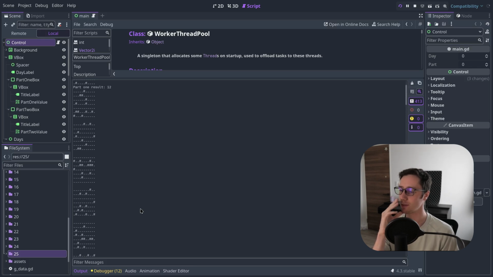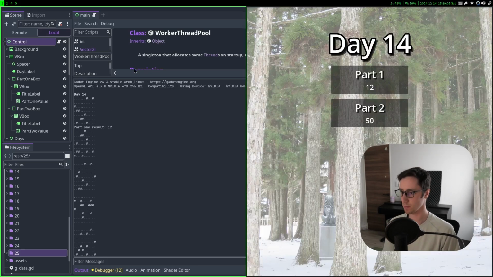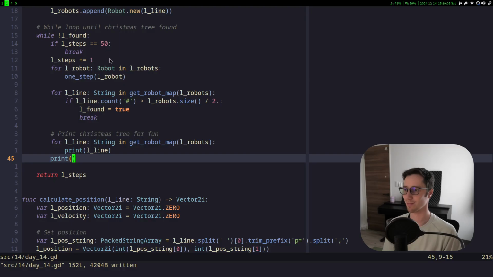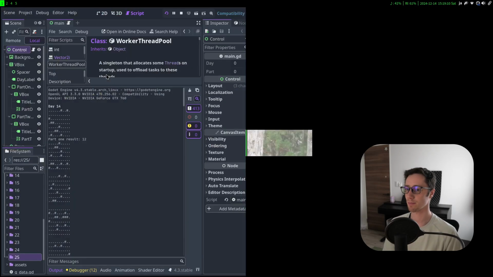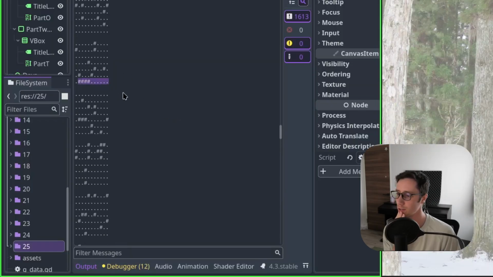I don't see anything that looks like a Christmas tree. So we need a lot more. Let's try 200. Oh, there's some lines here.